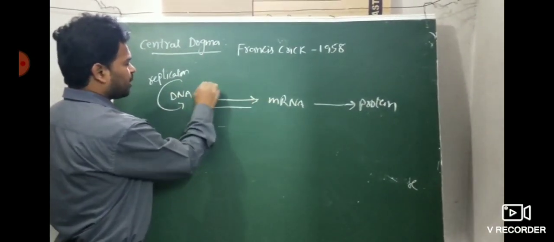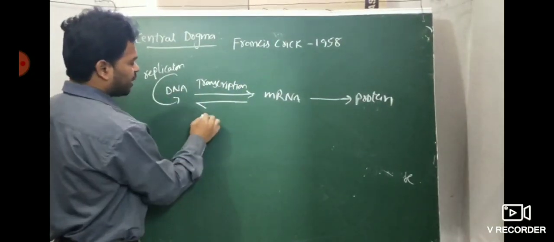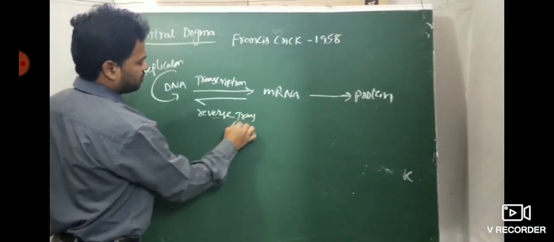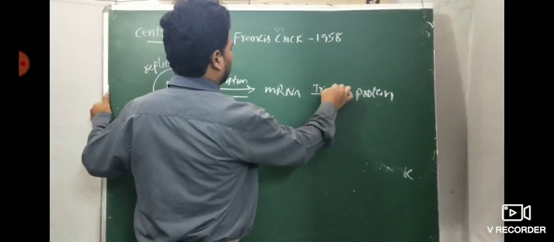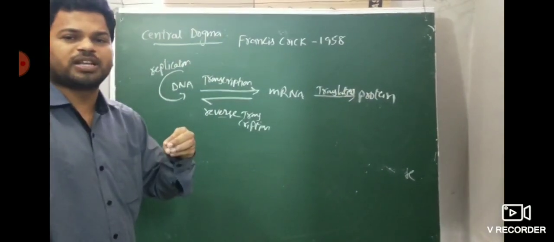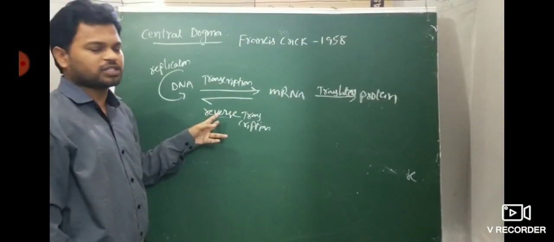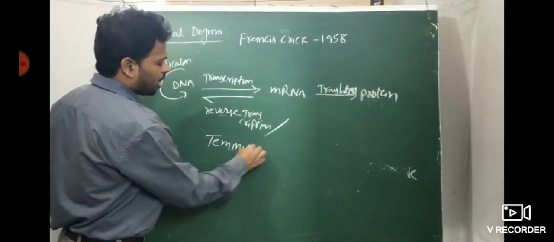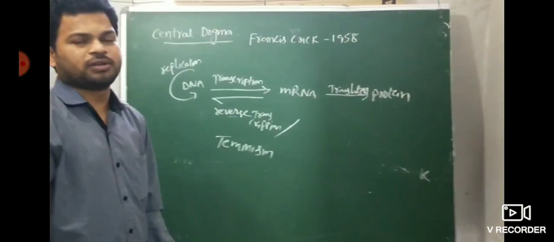So DNA to mRNA is transcription. Then mRNA to DNA is reverse transcription. Sometimes questions also have a chance to ask what is reverse transcription. So the flow of genetic information is reverse in some viruses. The mRNA to DNA process is called reverse transcription, or also called Temin-ism, or also called reverse central dogma. So diagram like this, reverse central dogma.